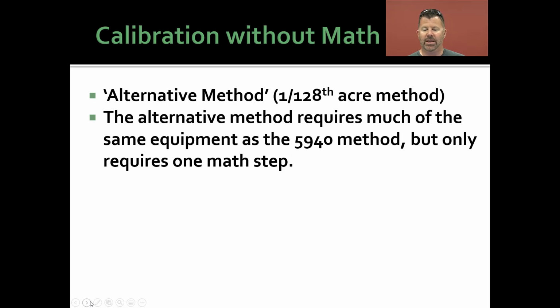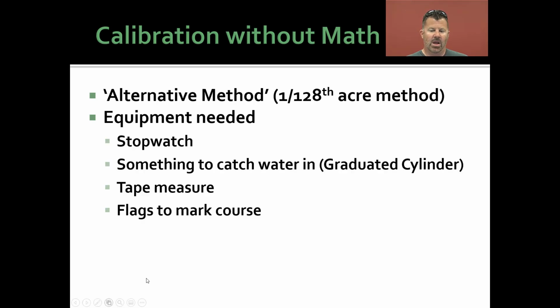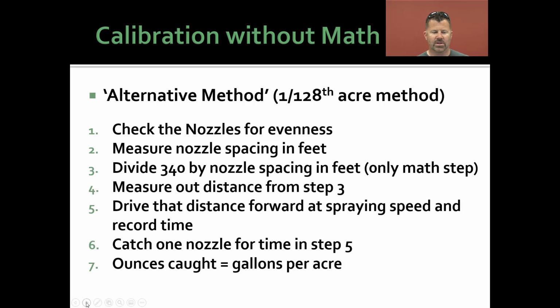The alternative method is the 1/128 acre. The alternative method requires much of the same equipment as the 5940, but only requires one math step. Yay, right? Equipment needed: stopwatch, something to catch the water in, like a graduated cylinder or bucket, tape measure, and flags to mark a course. And you've seen the 1/128, guys, so this should be a review for you.